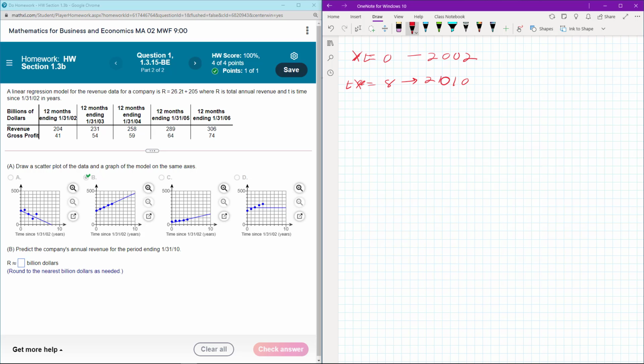Therefore, in this particular case, we want t to be equal to 8 in our regression model, and we are going to have that r is equal to 26.2, interesting choice of coefficient, times 8, plus 205. If you knock that out in your calculator, you will hopefully get 414.6. Here we round to the nearest billion dollars as needed. We have 414.6 billion. Since the 6 is bigger than 5, this is going to round up to 415 billion.